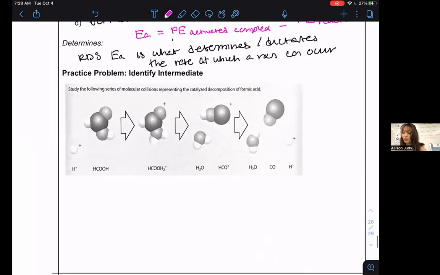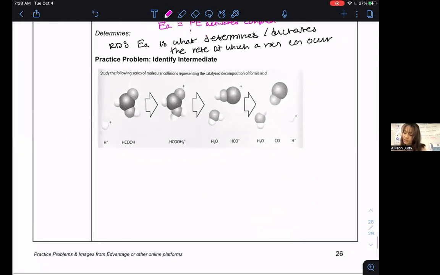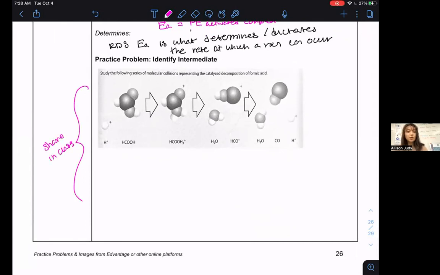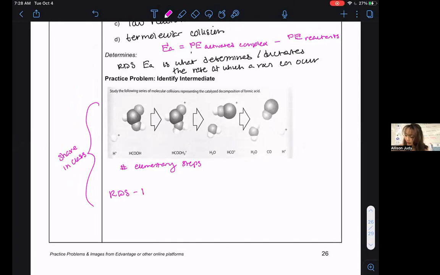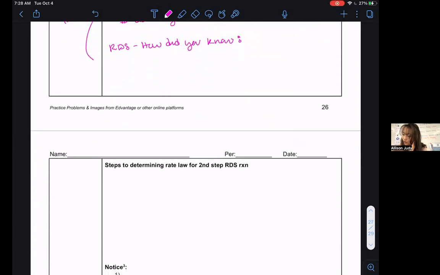So, here's a practice problem. Go ahead and identify which one is the intermediate. And then you're going to share in class. Make sure you have an explanation. Okay. And I'd also like you to identify how many steps are involved. So tell me the number of elementary steps and tell me which one is the RDS and how did you know? Okay. So that's what you're going to do. And then you're going to share in class and we're going to move on.